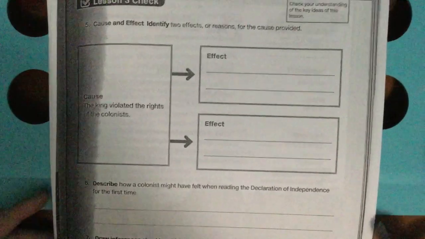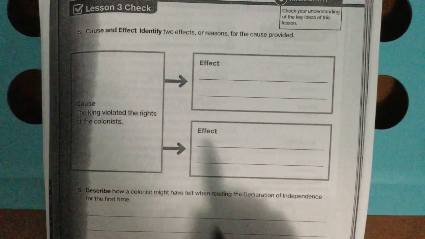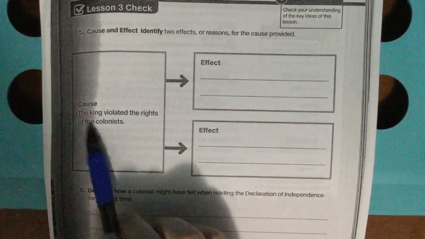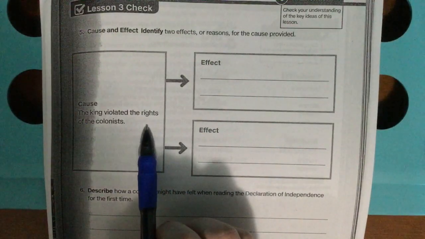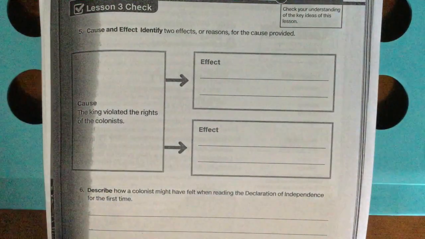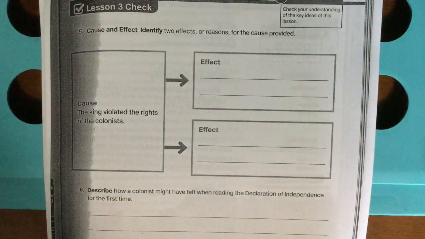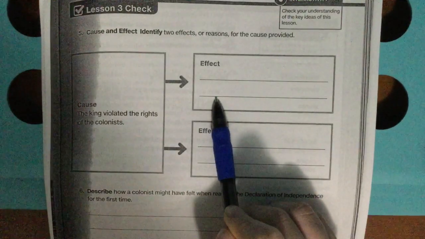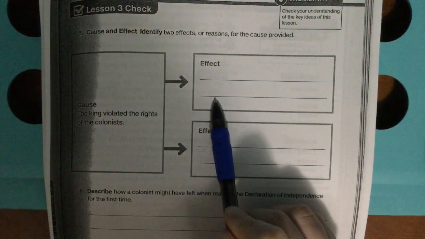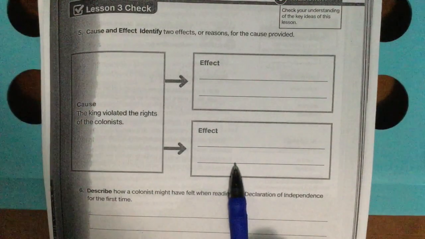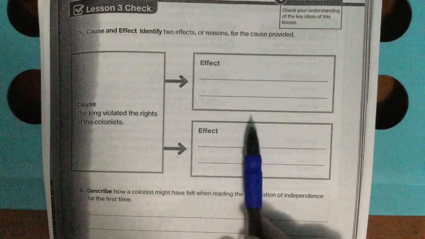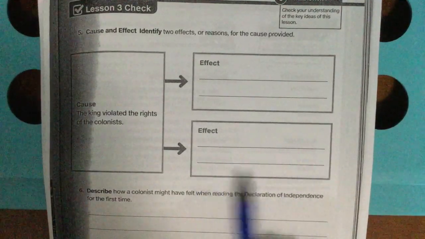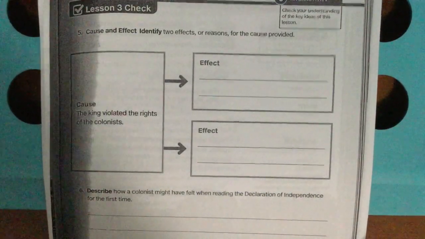We saw a lot of causes and effects going on. So they gave you the cause. The king violated the rights of the colonists. So you need to fill in 2 effects of that. So for the first one, maybe what did they write? We just talked about it. And the second one, what happened as a result of this writing? The colonies became what? Okay.